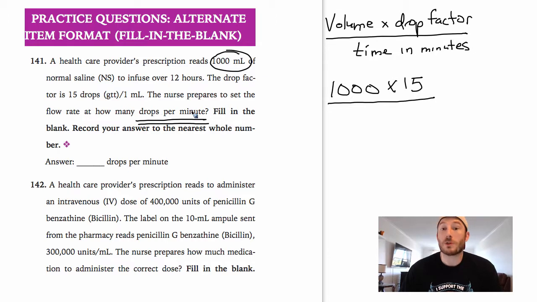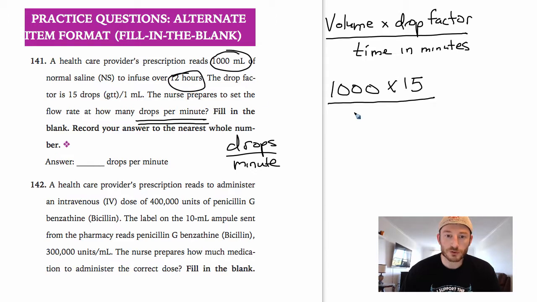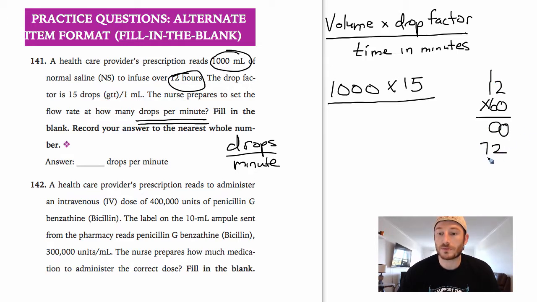And what do we want on the bottom? Well, we want drops per minute, right? That whole thing is drops per minute. So the only problem is this wants to go over 12 hours, right? But I can't put 12 hours in the bottom. So I've got to get rid of it. What am I going to put? Well, I've got to convert 12 hours to minutes. So 12 times what? You've got to say 60, right? 12 times 60, 0, 0, 12, carry the 1, 72.